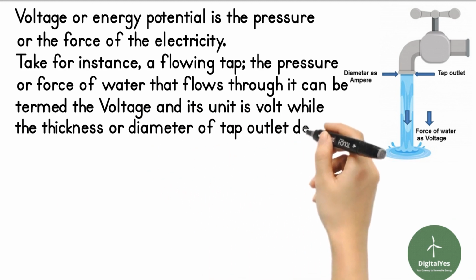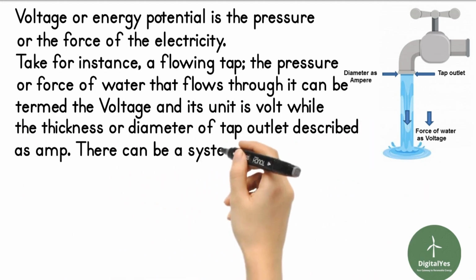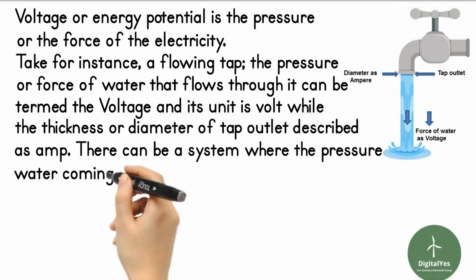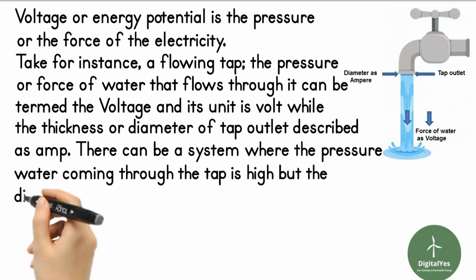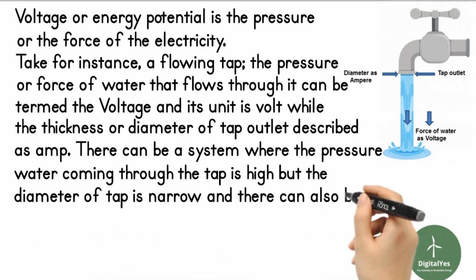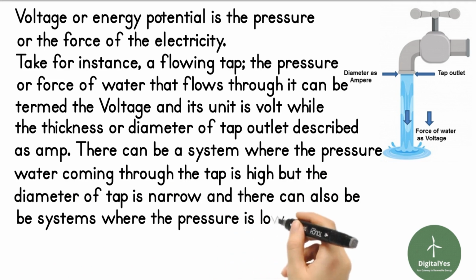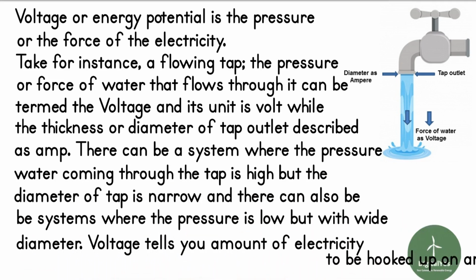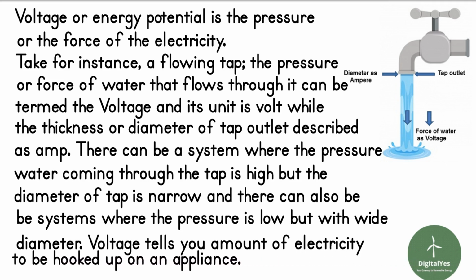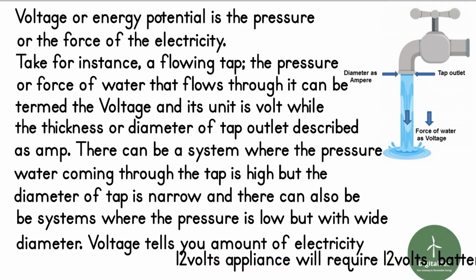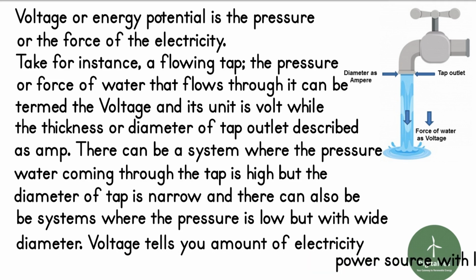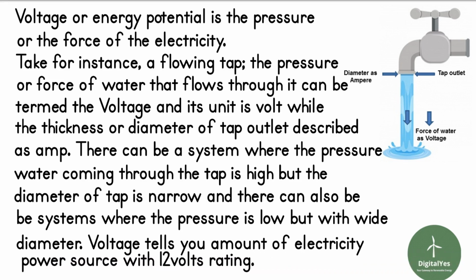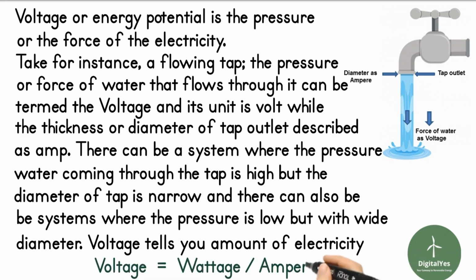There can be a system where the pressure of water coming through the tap is very high but the diameter of the tap is narrow, and there can also be systems where the pressure is low but with wide diameter. Voltage tells you the amount of electricity to be hooked up on an appliance. A 12 volts appliance will require a 12 volts battery, or power source with a 12 volt rating. Voltage is equal to wattage divided by amperage.